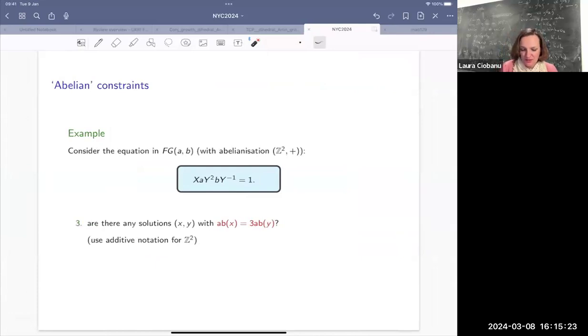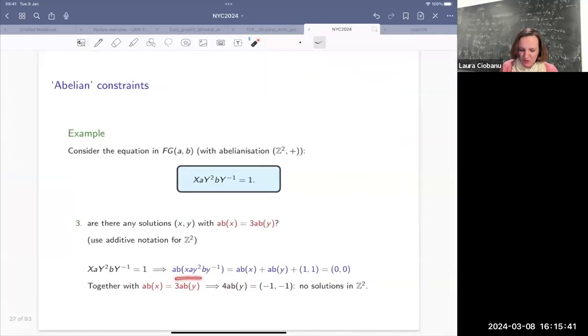And the last question is, again, I have an equation. Are there any solutions where, let's say, the abelianization of x is 3 times the abelianization of y? I'm talking about elements in Z squared, so I can say 3 times something, right? And again, when you abelianize, everything commutes nicely. You get a constraint like this. So if the abelianization of x is 3 times the abelianization of y, then you get 4 times a pair of integers equal to (-1, -1), which cannot happen because you're in Z squared. So these were just some examples to see the kind of problems I'm looking at.